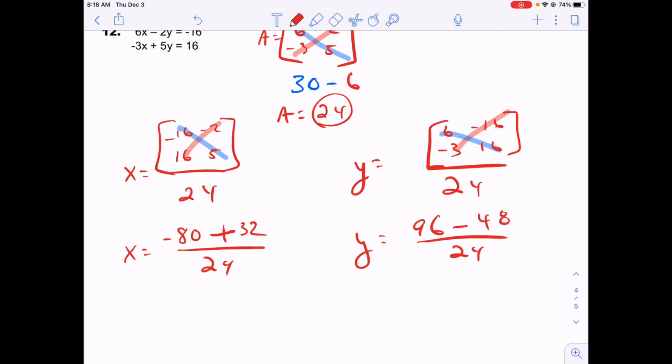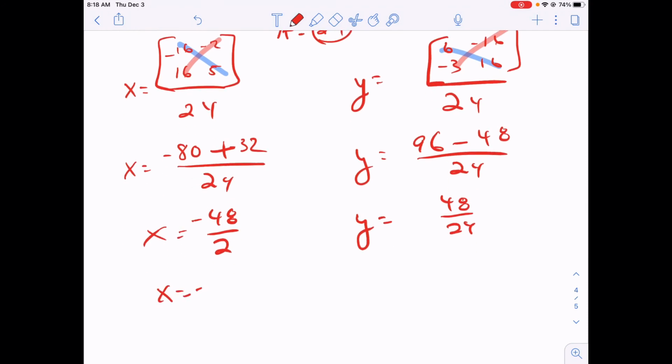Okay, so that's going to become, what's that going to become? 48. Yeah, -48 divided by 24. That's my x. My y is going to be equal to 48 divided by 24. And don't you know it? The x equals -2. My y equals 2.